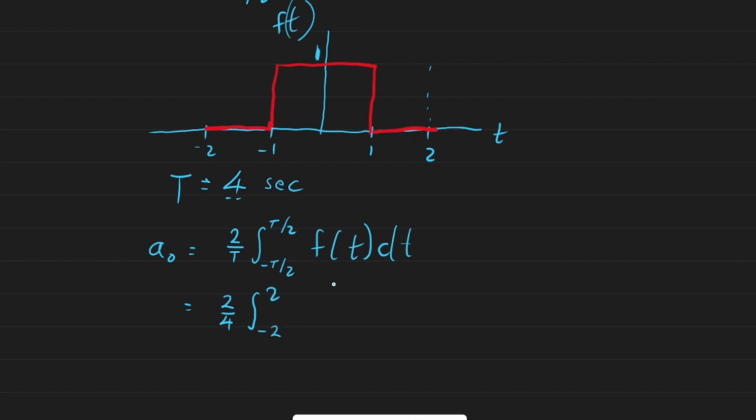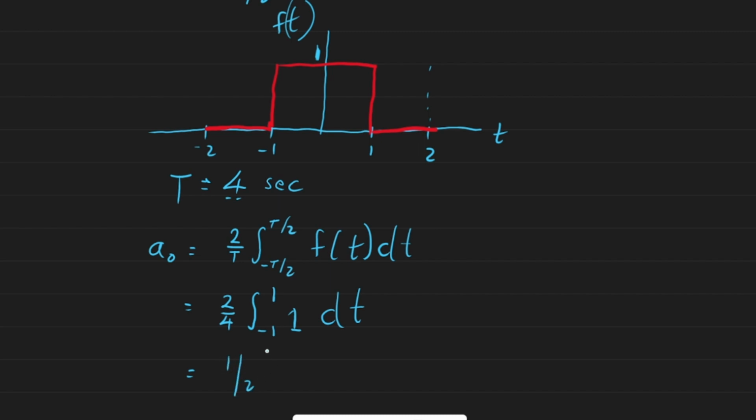And then f of t, we'll have to split this up. The function is 0, then it's going to be 1, etc. So we're not going to waste time integrating this 0 here and this 0 here. We're just going to integrate from minus 1 to 1 of the function value 1 dt. So the integral of 0 is just 0, and then it's going to be 1 here and then 0 again.